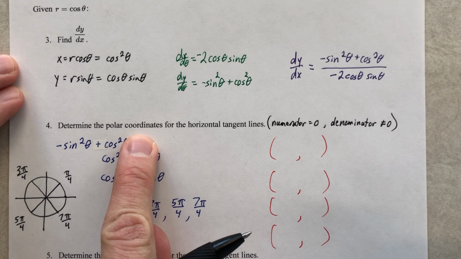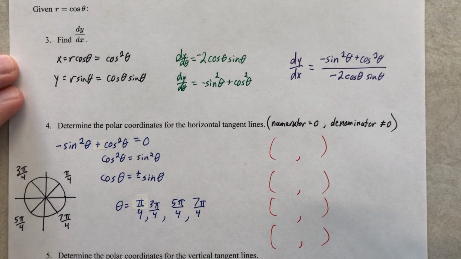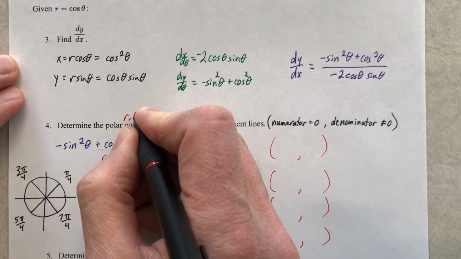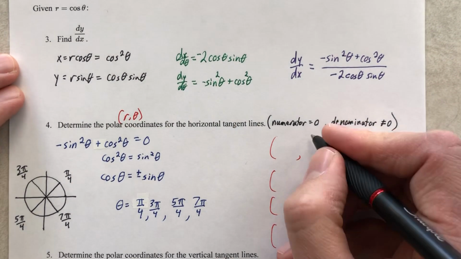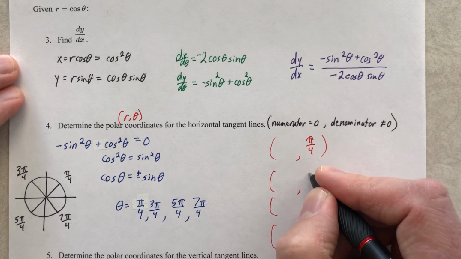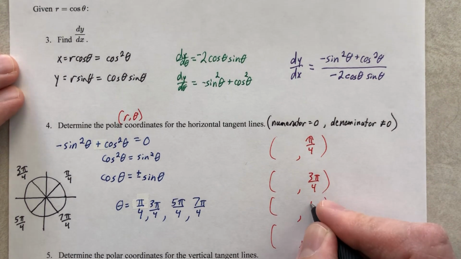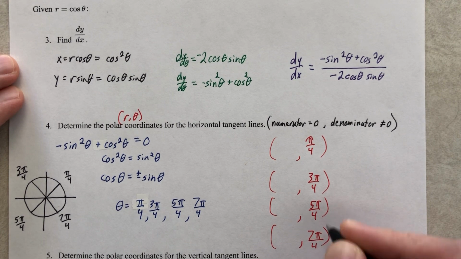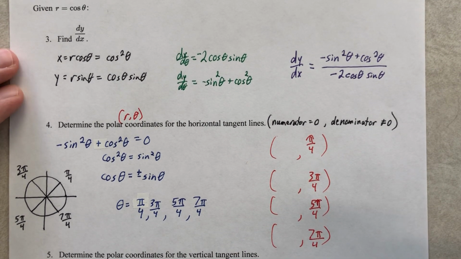Now, polar coordinates are always listed as r and then theta. So polar coordinate, that would be r comma theta. And I found theta. It's pi over 4, or 3 pi over 4, or 5 pi over 4, or 7 pi over 4. An odd number pi over 4, essentially.